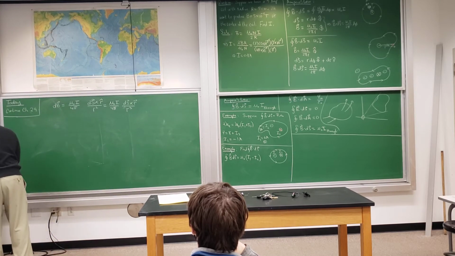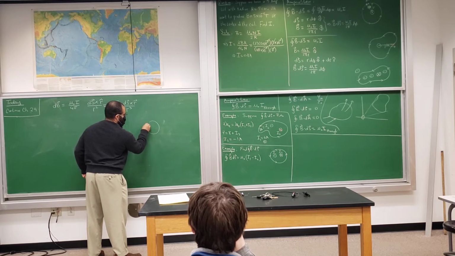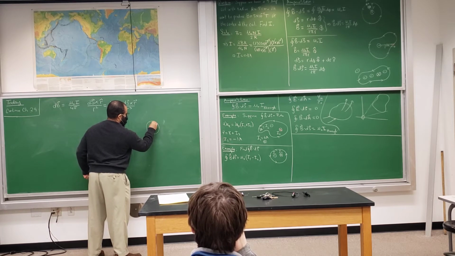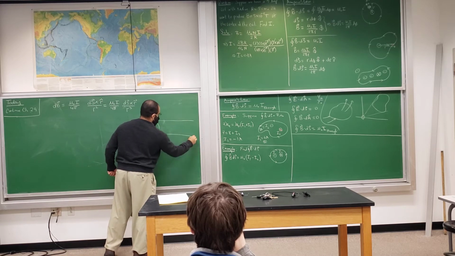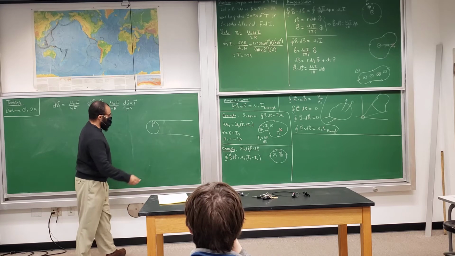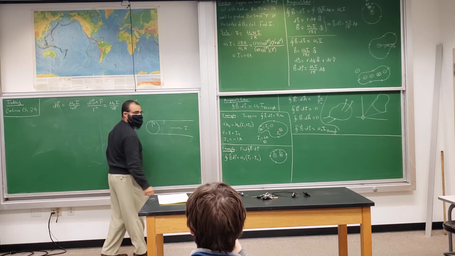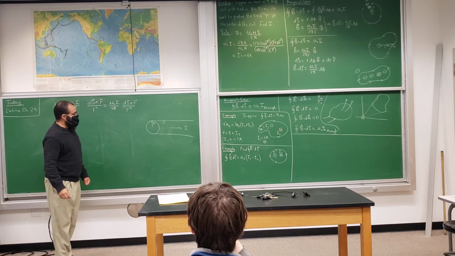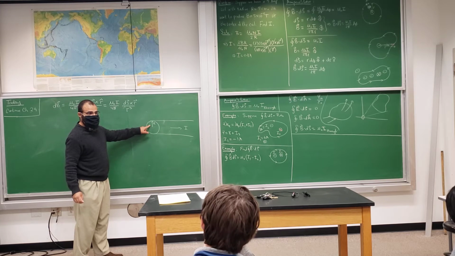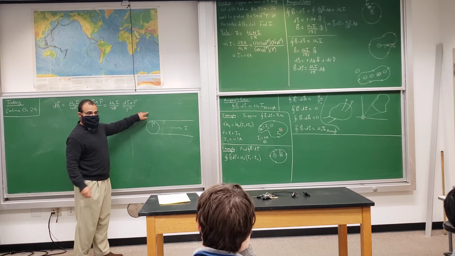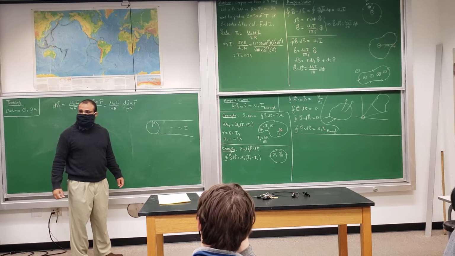Here's a cable. The cable is of radius some capital R, and it's carrying a current, let's say in this direction, current I. So the question is, what's the magnetic field inside? What's the magnetic field outside? And the wire is long, so you can take it to be infinitely long.